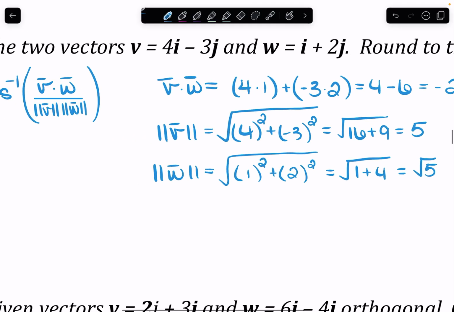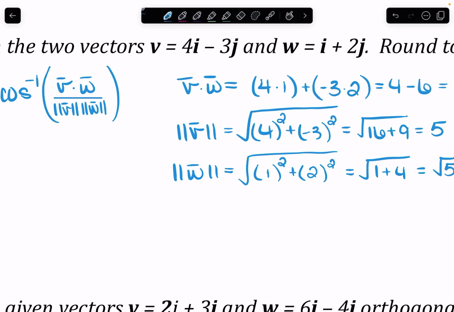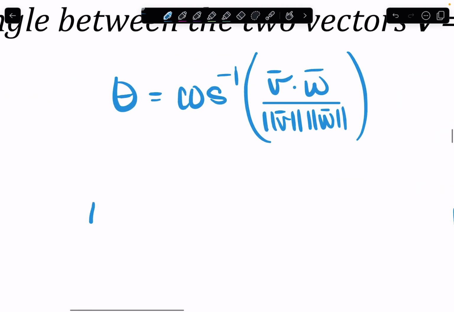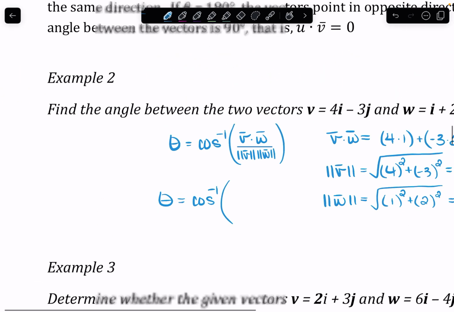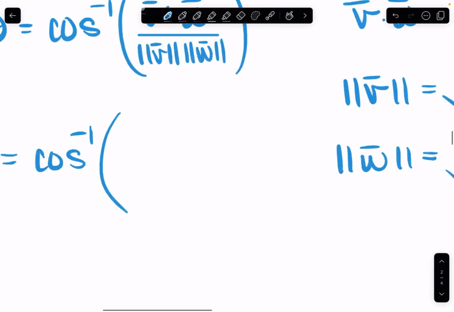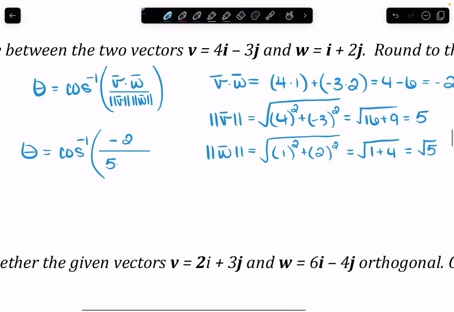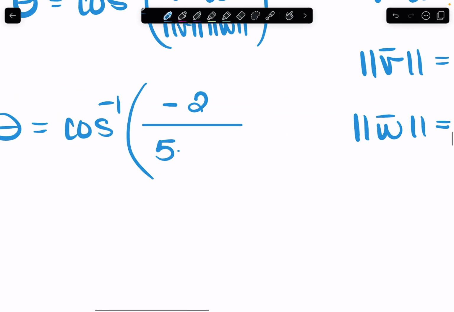All right. So getting everything plugged in. Theta is going to be the inverse cosine of the dot product, which was negative 2, over 5 for the magnitude of V times the square root of 5, the magnitude of W.